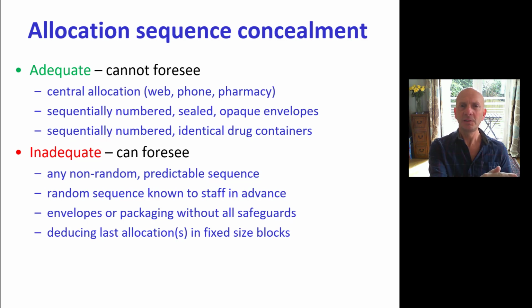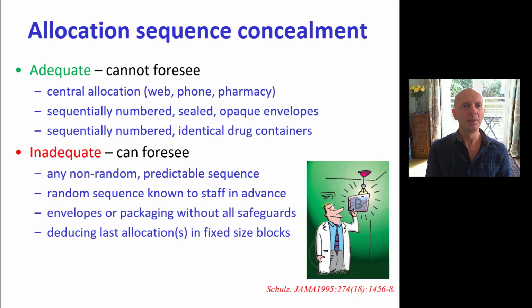We need them to be sealed and opaque so that people can't hold them up to the light and see what the next sequence allocation is, so that potentially they suggest the patient comes back a little bit later until the right one comes up for them. So any of these non-random methods are going to be inadequate because we can't conceal these.